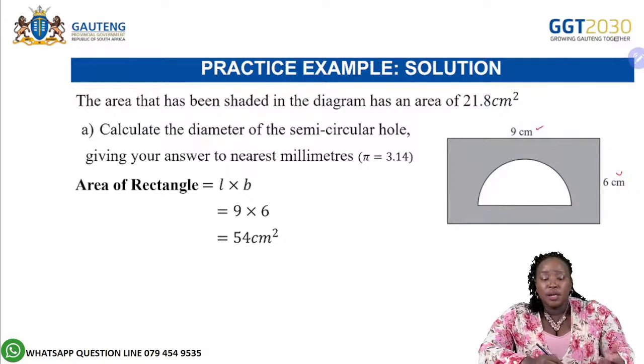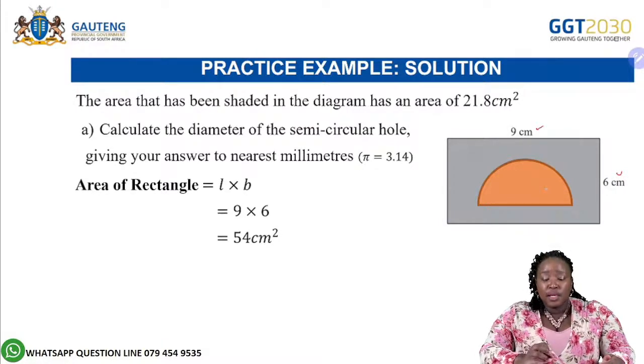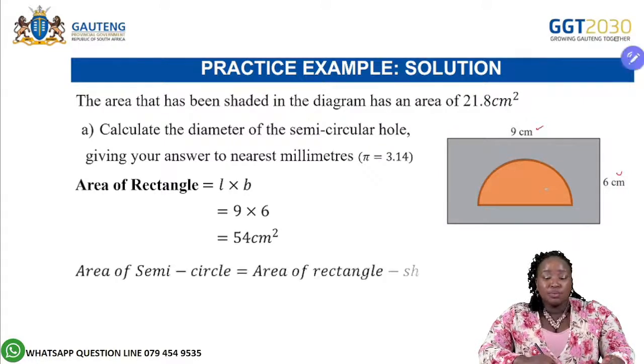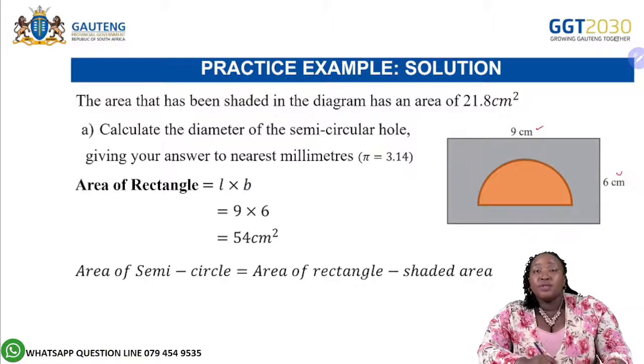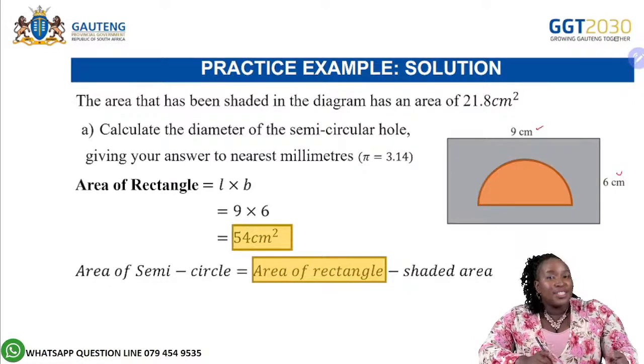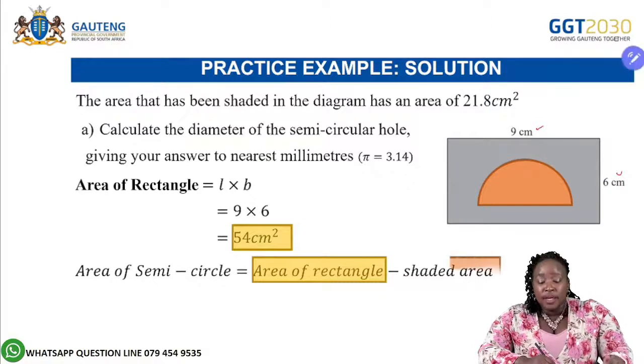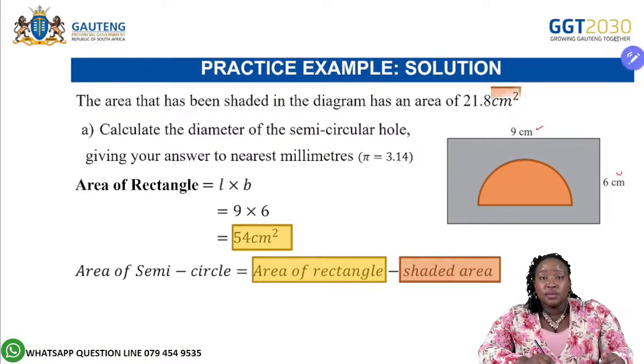Why do we need this? For us to get the area of the hole, we would need to use the area of the full shape and subtract the area of the shaded shape. So it will be the difference between the two. So the area of the semicircle would be equal to the area of the rectangle minus the shaded area. Now the area of the rectangle, we've just calculated it. It's 54 centimeters squared. And then the area of the shaded part is 21.8 centimeters squared.